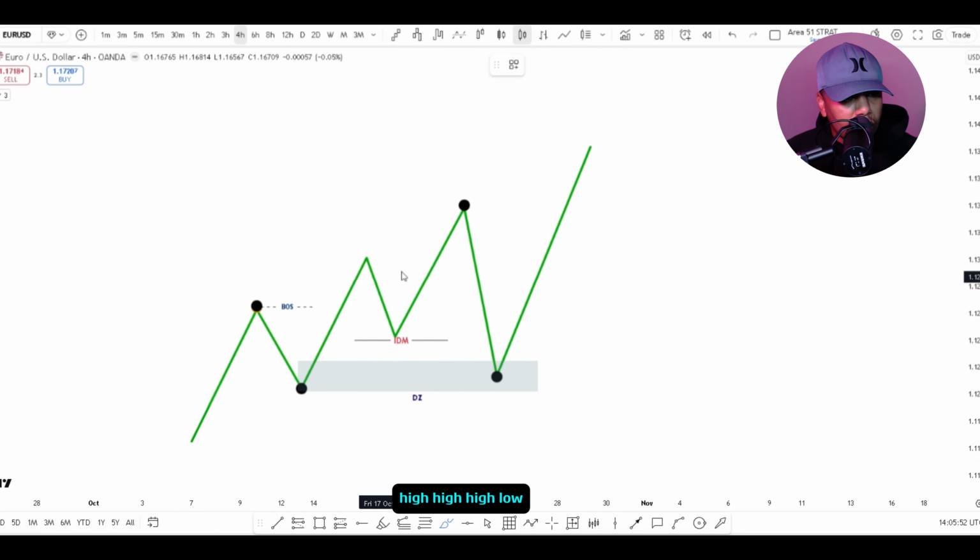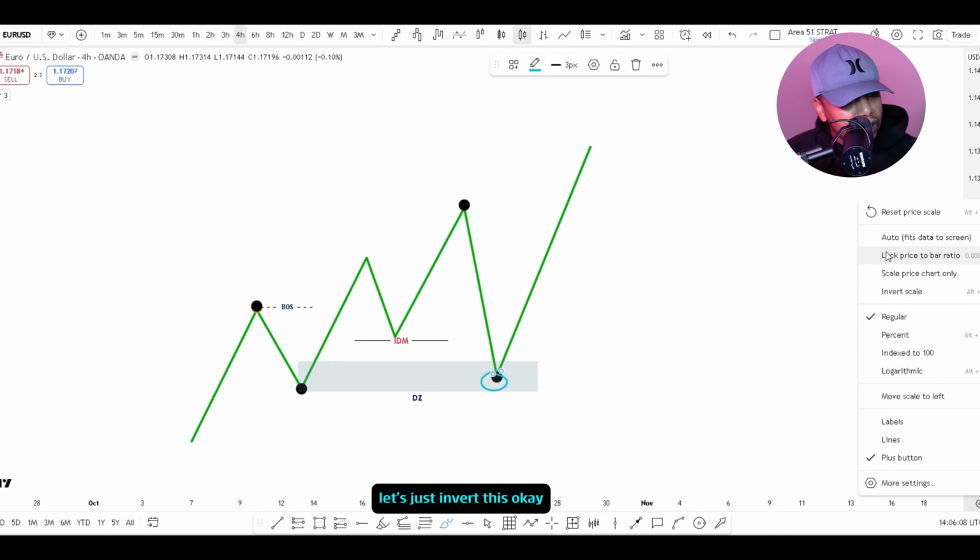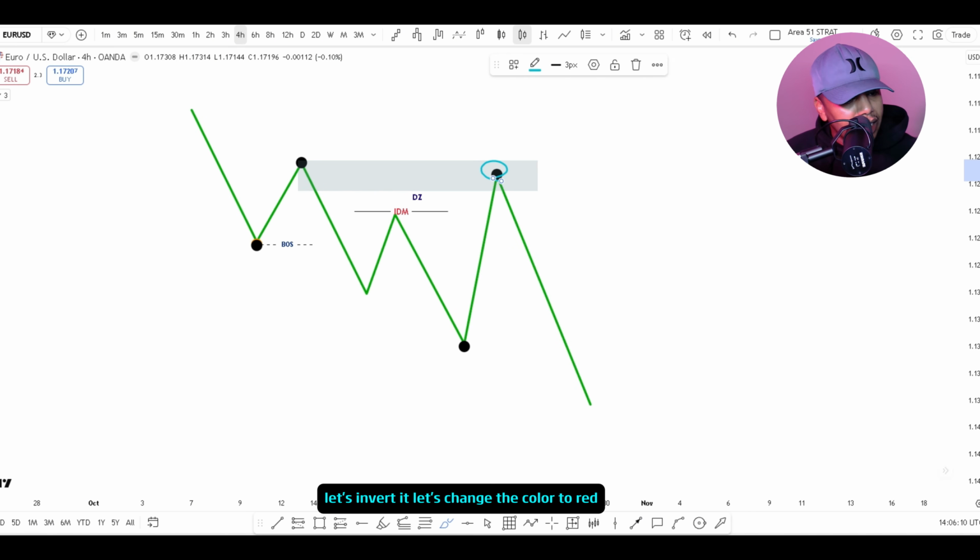Higher high, higher low, higher high. This is going to be used as an inducement. Price comes back to an extreme demand zone, and then they wait for a change of character on the lower time frame, and then they execute a trade from here. All right. For a downtrend market, let's just invert this, okay? Let's invert it.